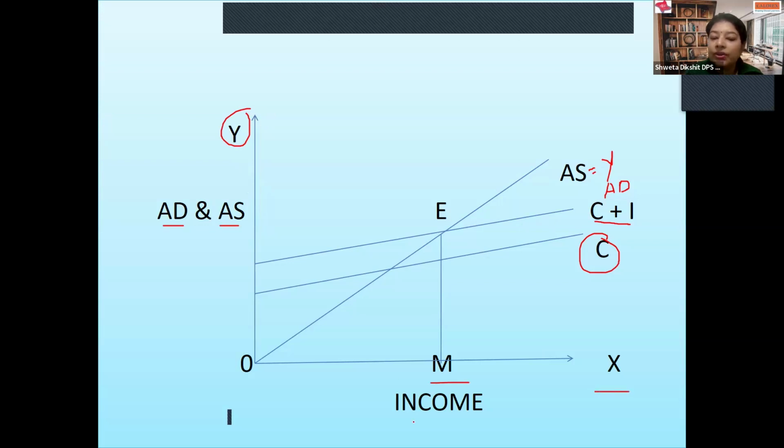Here you can see it is written income. So on the x-axis, we determine the income. Now, the question is where is AD and S determined and where is the income determined? That is determined at the point of equilibrium.